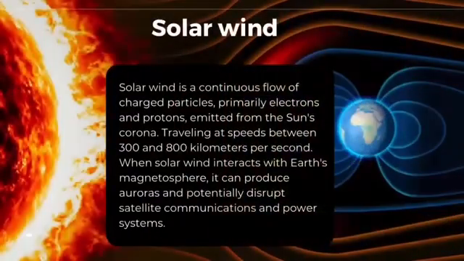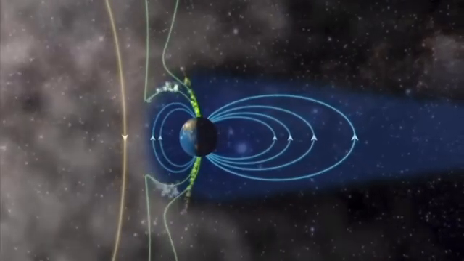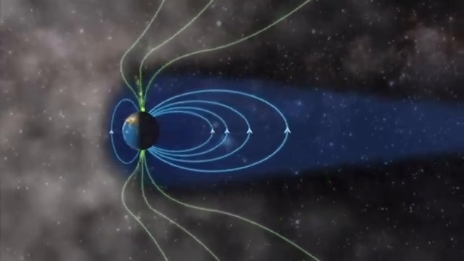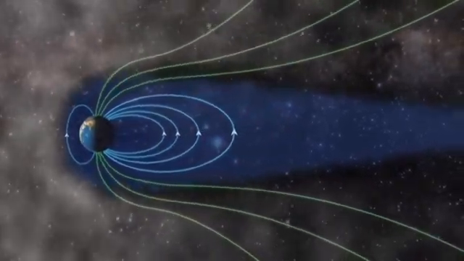Solar wind is a continuous flow of charged particles, primarily electrons and protons, emitted from the Sun's corona, traveling at speeds between 300 and 800 km per second. When solar wind interacts with Earth's magnetosphere, it can produce aurora. As you can see in this video, this is how the solar wind travels to Earth's magnetosphere and becomes aurora.